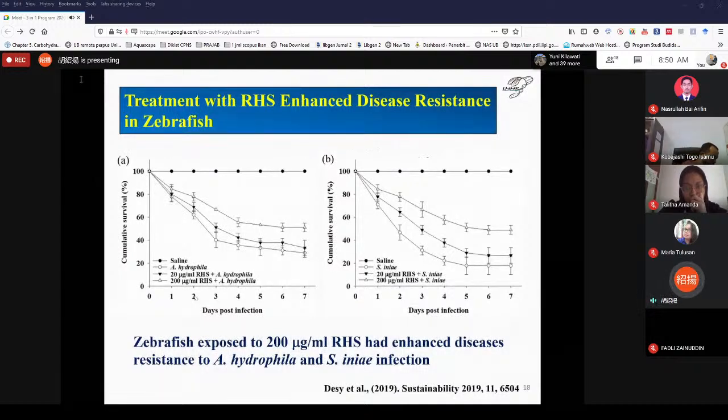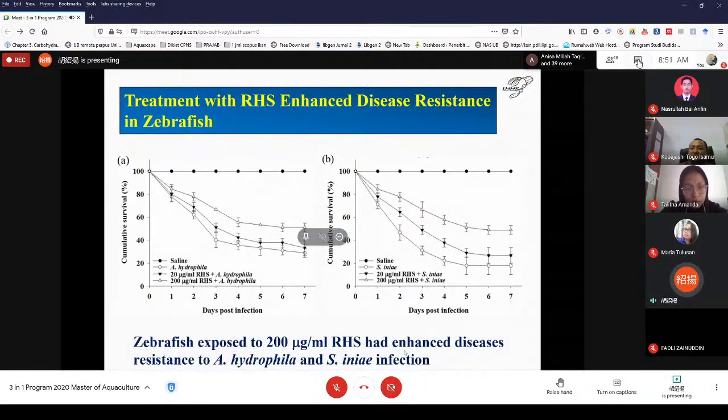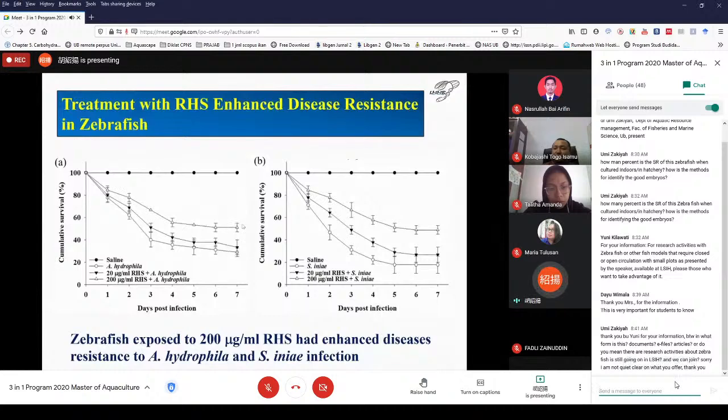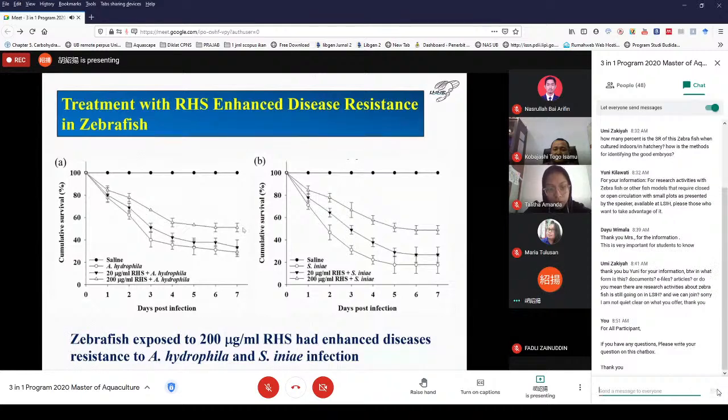Then we do a challenge test. So here we do the two concentrations, 20 and 200, and test two pathogens, Aeromonas hydrophila and Staphylococcus aureus. You can find if we expose to the 200 microgram per milliliter RHS, it can enhance the disease resistance to pathogen infection. You can see the survival rate compared to the 20 or the controls can increase. So based on the data, you can see that 20, this concentration, is no use. It cannot increase the disease resistance.